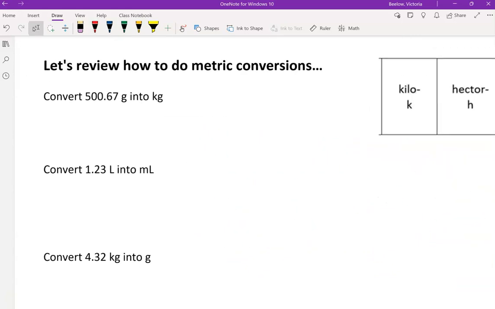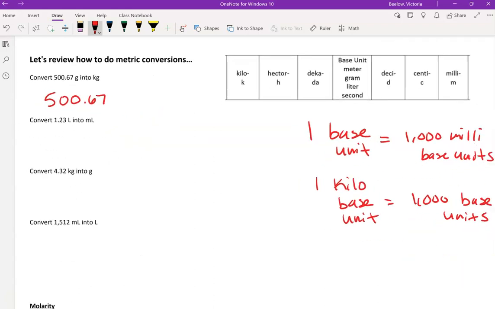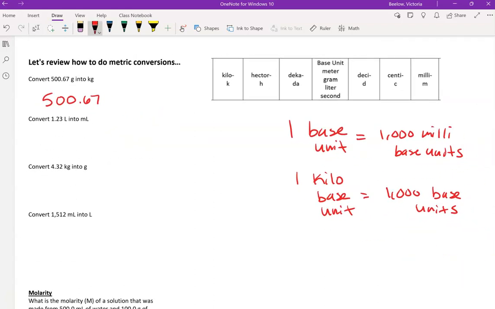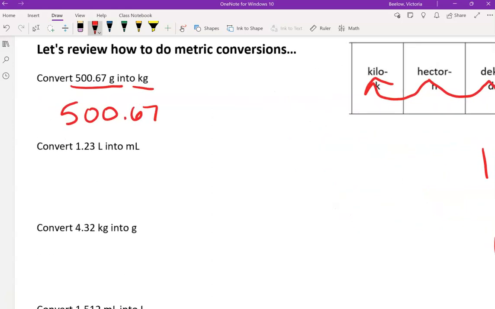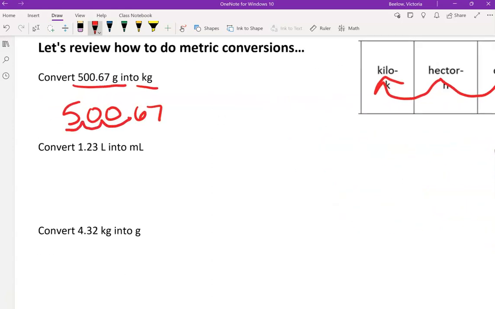So if we want to convert 500.67 grams into kilograms, we would start at grams, which is the base unit. That's what this is in right now. And then we would move the decimal to kilograms. So that would be 1, 2, 3 spaces to the left. 1, 2, 3 spaces to the left. This would be 0.50067 kilograms.